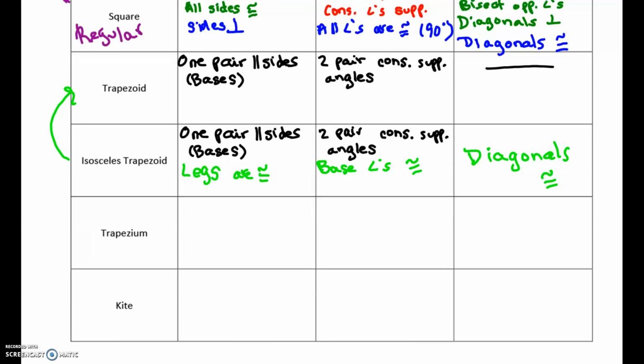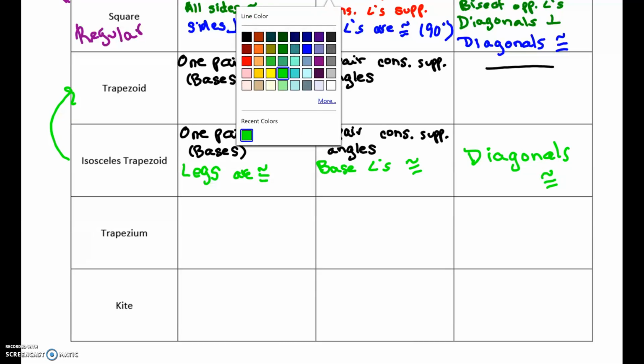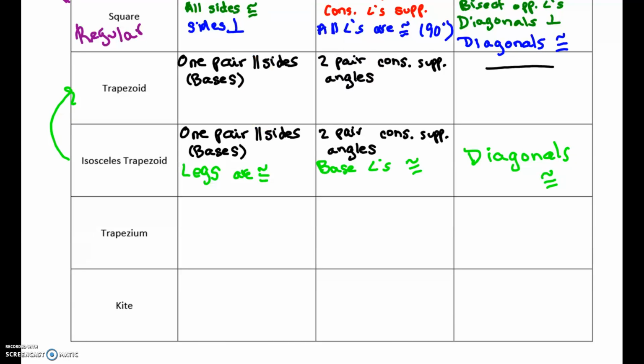Now let's take a look at trapeziums. Well, trapeziums are a little funky because there's always something weird going on with trapeziums, but they're basically defined as having no parallel sides. They are weird looking, generally speaking. We can't say anything else about their sides or their angles or their diagonals. They're just kind of doing their own thing.